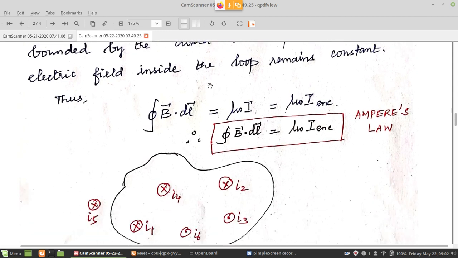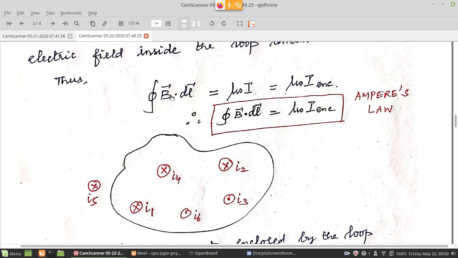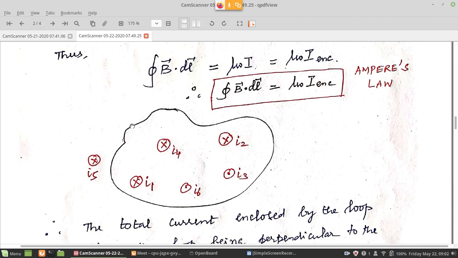So here you see the example. The equation is the closed integral of B dot dl equal to mu naught I enclosed, as I already told. Now here, this is the Amperian loop. The shape of the loop is irregular. I can call this loop the Amperian loop. Now X is showing me that the current is going into the plane of the paper. So this is one straight wire, I2 is another wire, I1 is another wire, I4 is a wire, and I6 and I3 are dots. That means they are coming out of the plane of the paper.